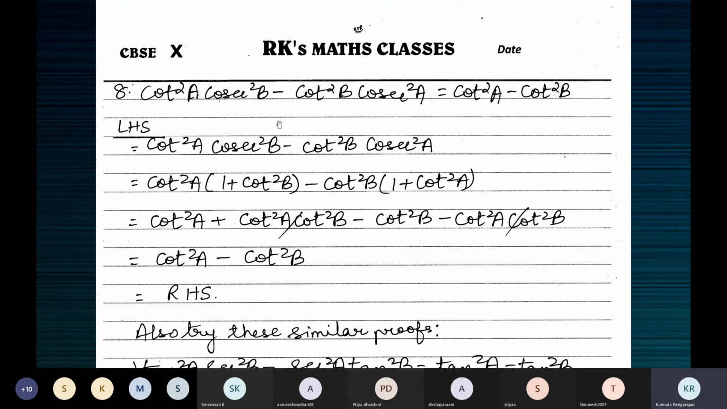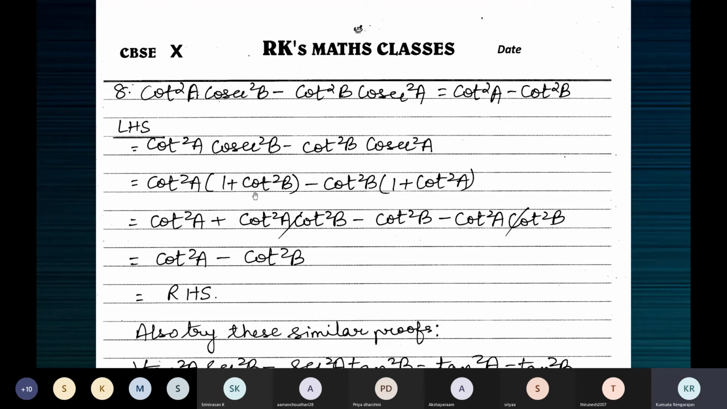So we don't have to use sine and cos. We don't have to write cot square A as cos square A by sine square A, for this reason: cot and cosecant are connected through the identity. So we can make use of that identity. And we have to get rid of cosecant square B and cosecant square A, because in the RHS we have only cot. So we get rid of cosecant square B and cosecant square A.